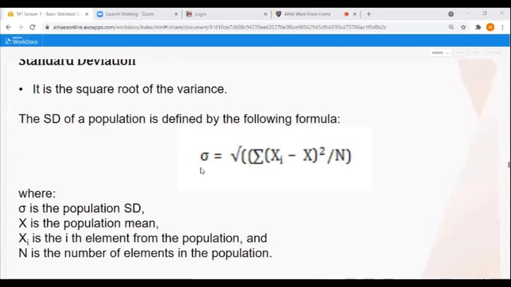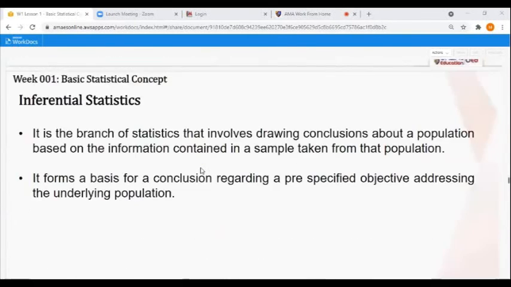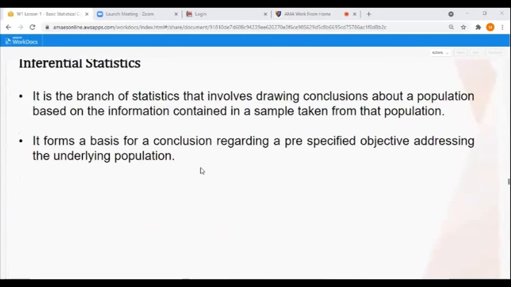second branch of statistics, which is the inferential statistics. So inferential statistics is the branch of statistics that involves drawing conclusions about a population based on the information contained in a sample taken from that population. Okay? And it forms a basis for a conclusion regarding a pre-specified objective addressing the underlying population.